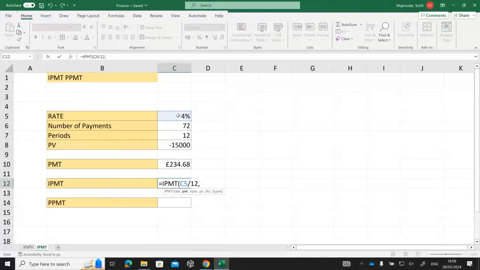The second thing is, for what month do you want to find the answer? That'll be your period. So say you want to find for month 12. So click on what month do you want to find the interest for? That should be the second thing. Comma.